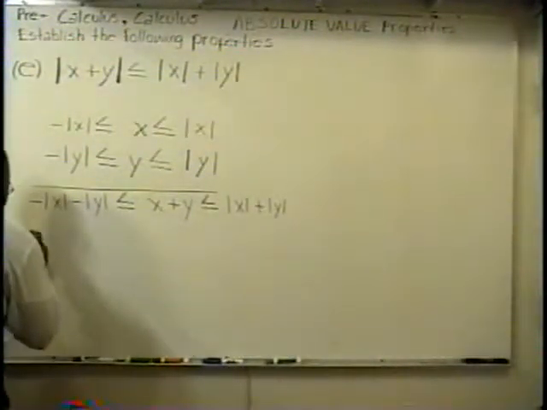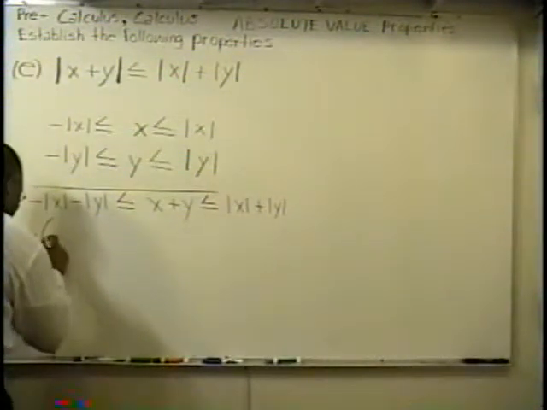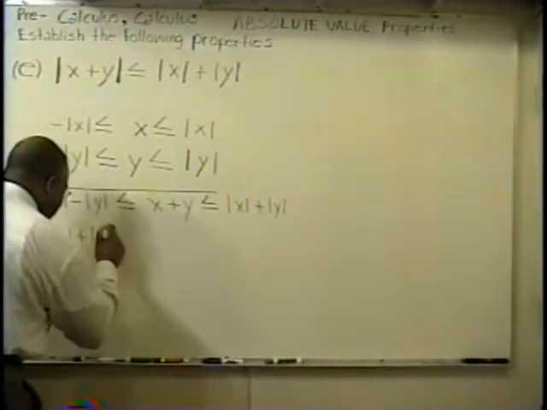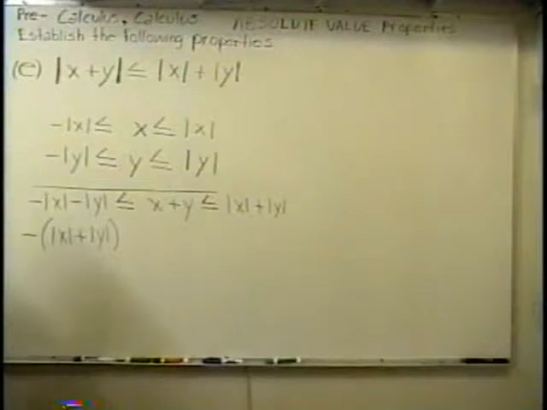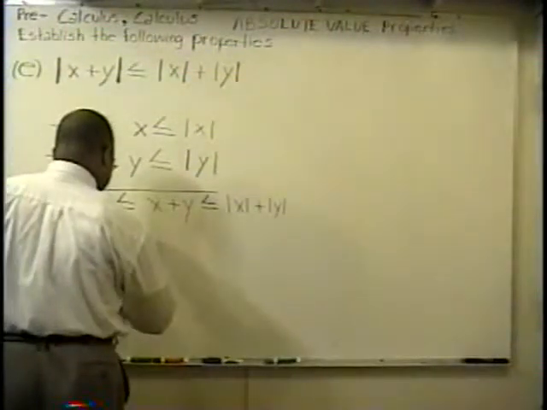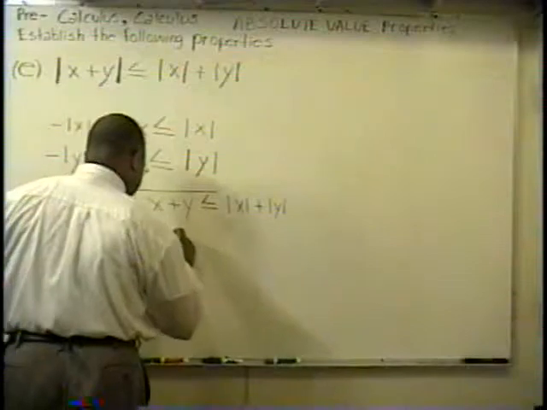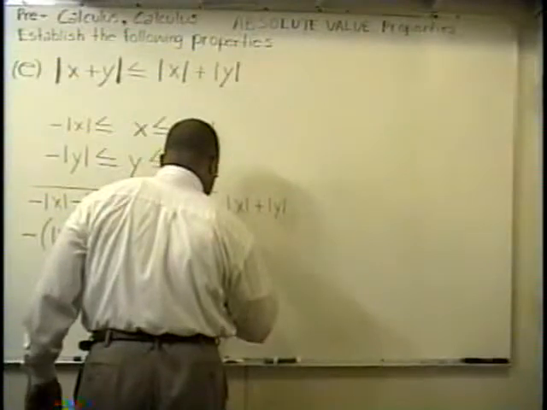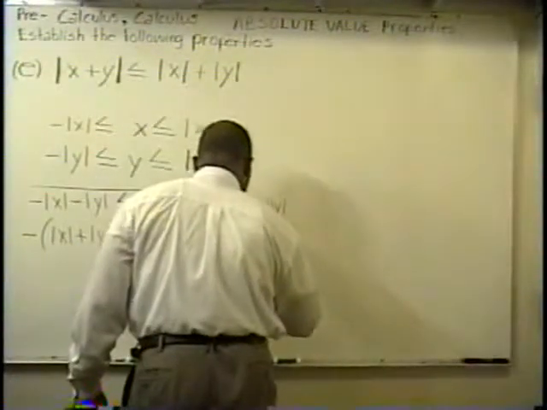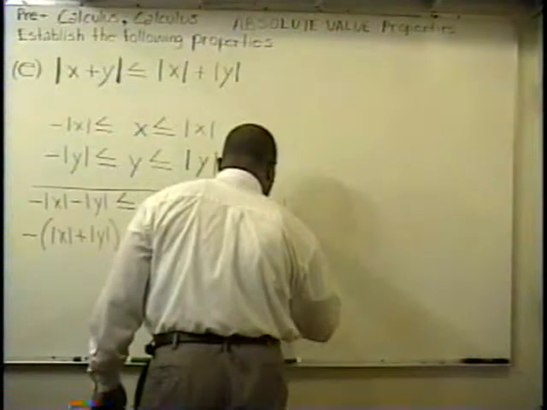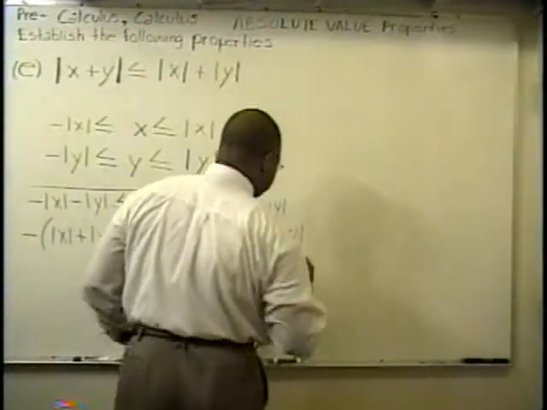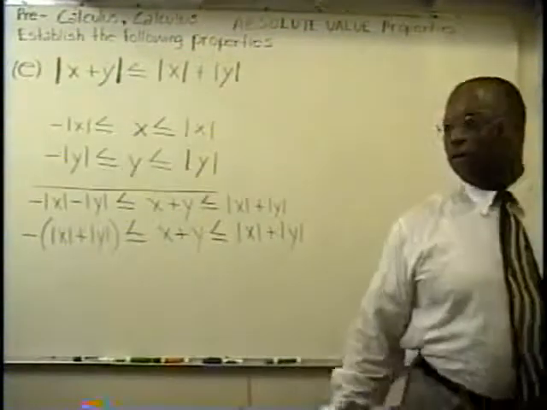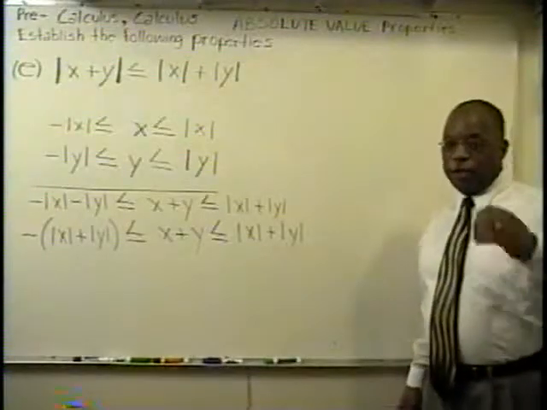If I factor out the negative, now I'm left with the absolute value of x plus the absolute value of y. That negative is on the outside. We still have that less than or equal to x plus y, which is less than or equal to the absolute value of x plus the absolute value of y. I'm almost there, am I not? What can I do now? We're almost there. Let's see.